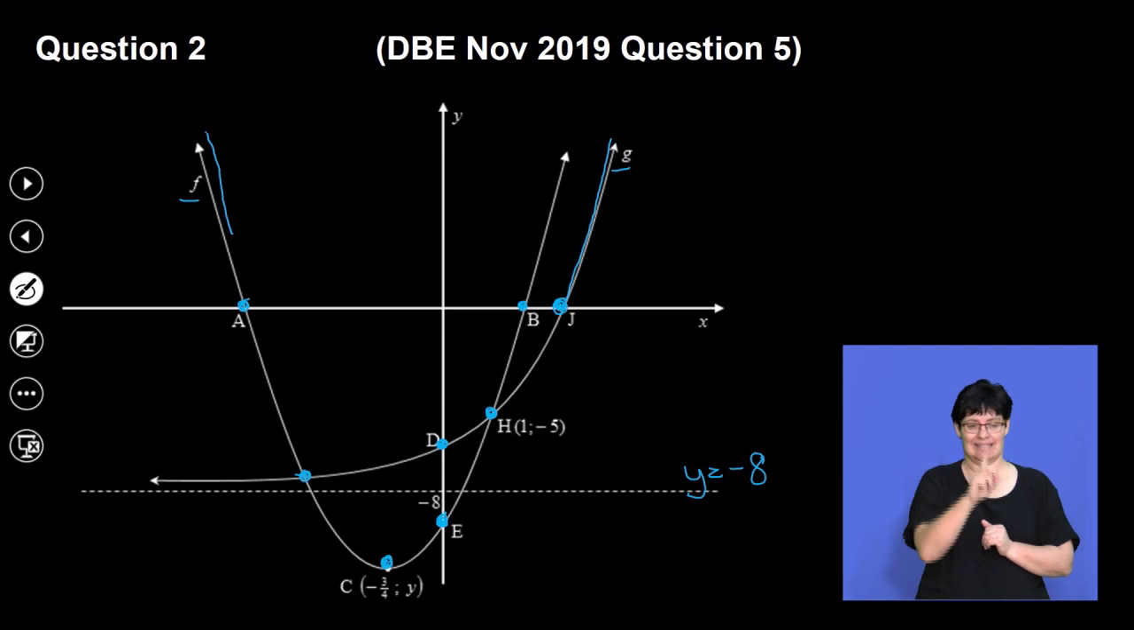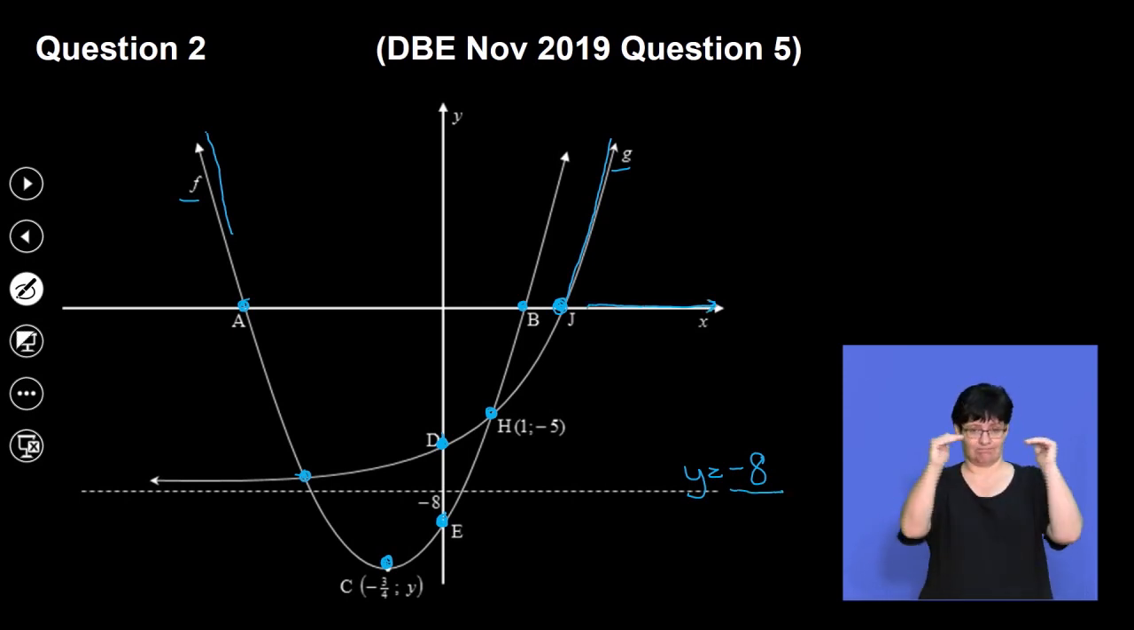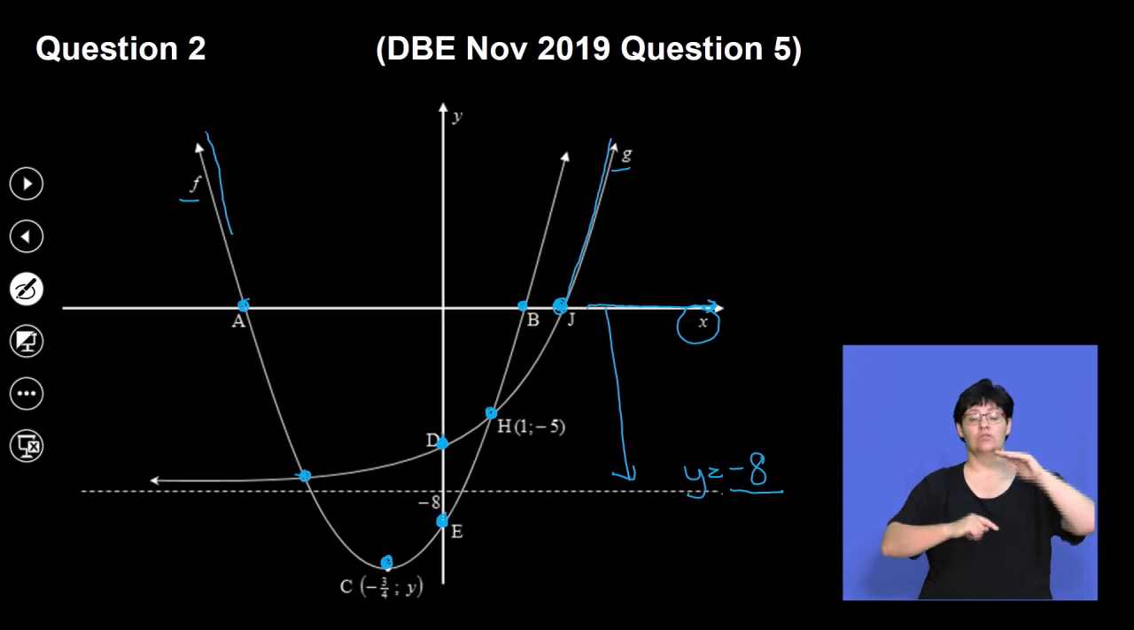So D is the y-intercept of the exponential graph. So this exponential graph has been translated downwards by 8 units. So it used to have a horizontal asymptote that was the x-axis, but now the horizontal asymptote has moved all the way down to y equals -8.